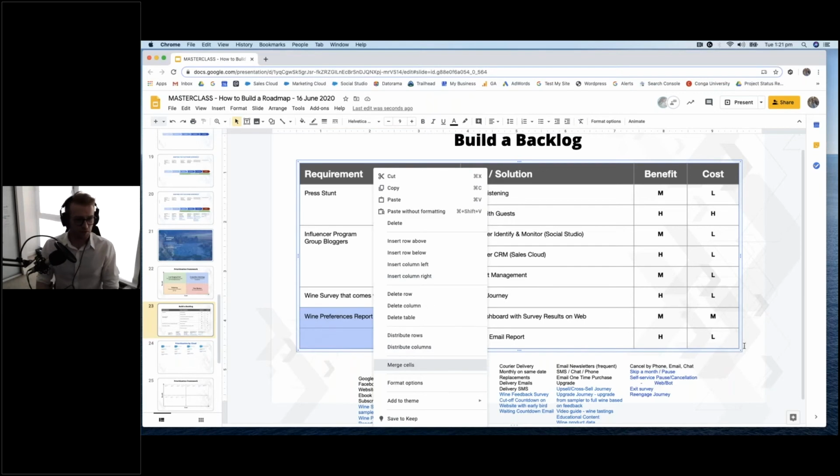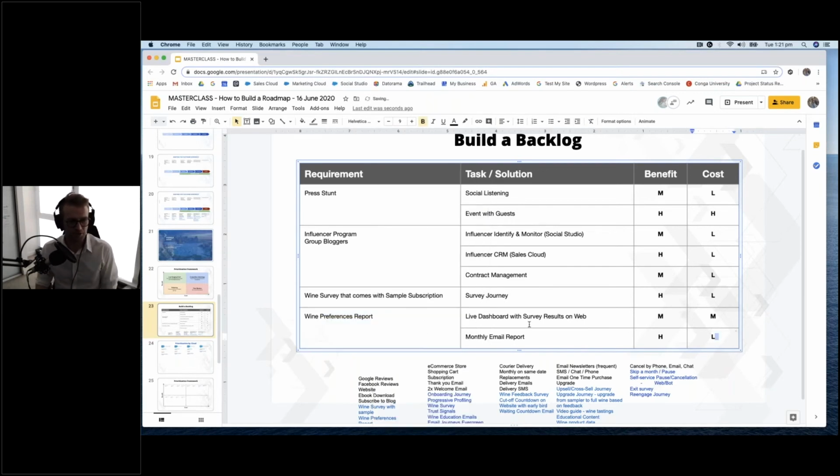Cool. Okay, so I've grouped those together. Those are my two options for addressing this requirement. I'll keep going. This will make a lot more sense in a bit. Okay, cool. So what else have we got down here?